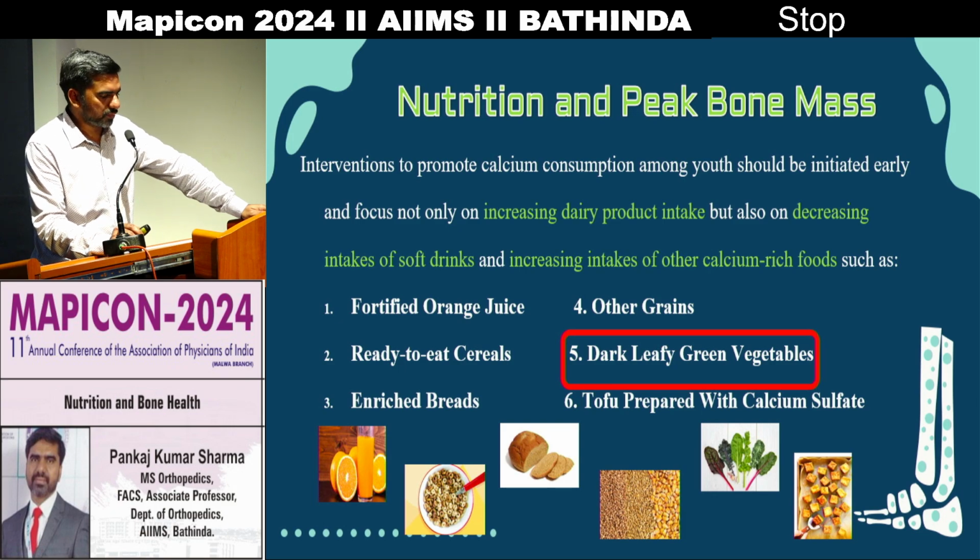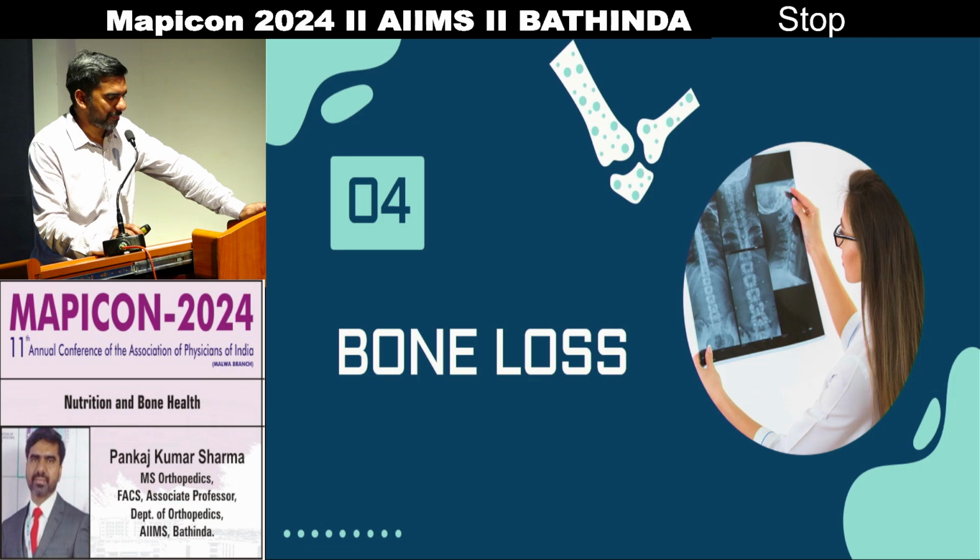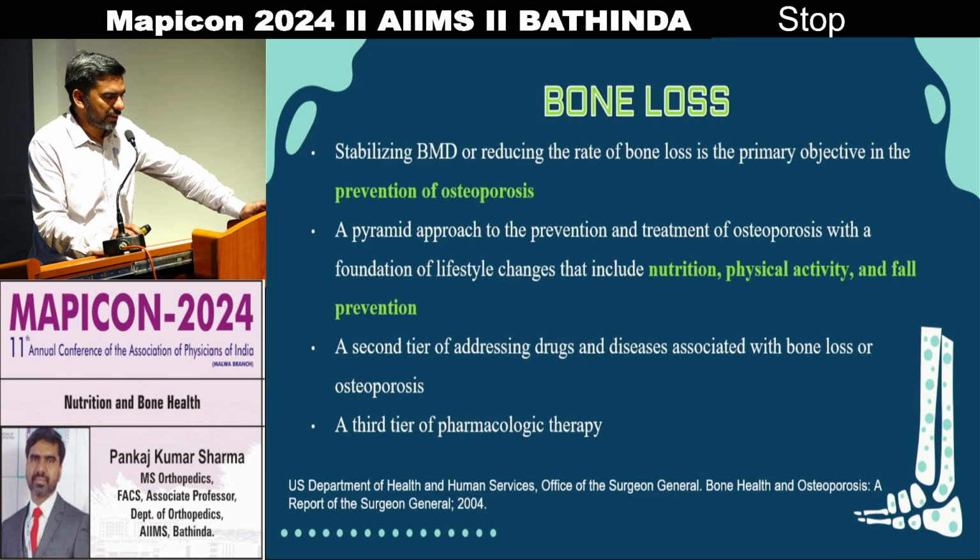So these are some foods which have an effect on the BMD and your bone health. Dark leafy vegetables are very good for bone health if you are vegetarian. Then bone loss is also, indirectly, bone not growing or not being in proper health. So bone loss. Nowadays bone loss is very important.